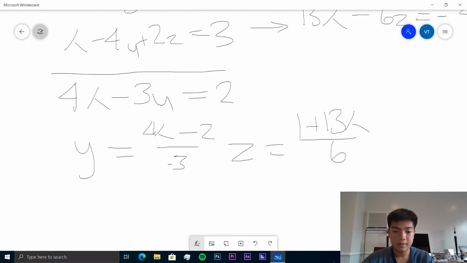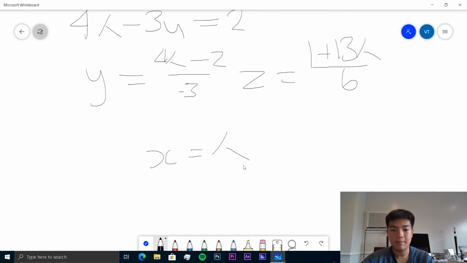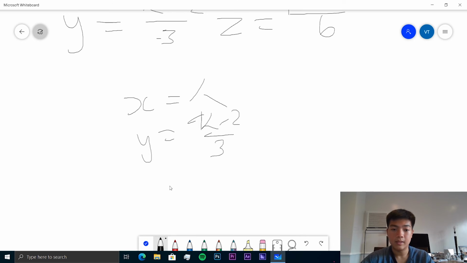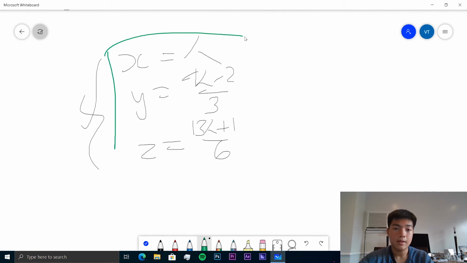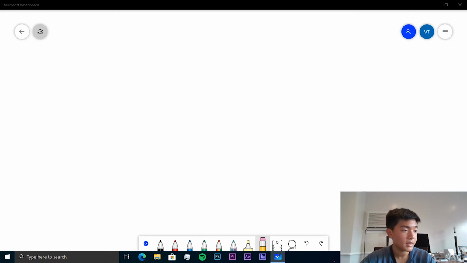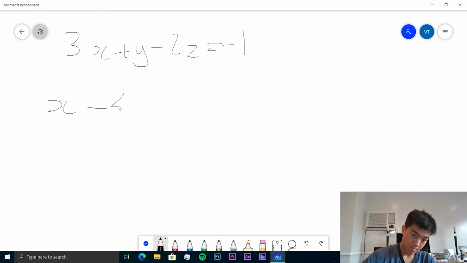Next, we can say x is equal to lambda, y is equal to 4 lambda minus 2 over 3, and z is equal to 13 lambda plus 1 over 6. So this is the parametric equation of the line. And then next, we need to find the angle between the two planes. We can get the angle between these two planes by getting their normal vectors and finding the angle between them.